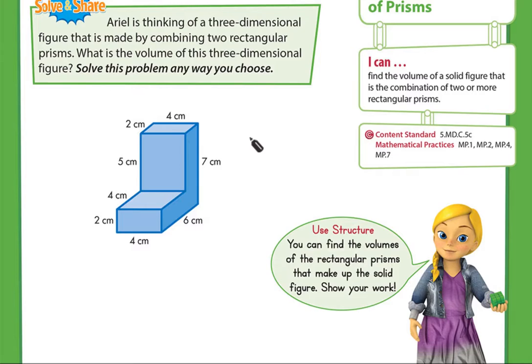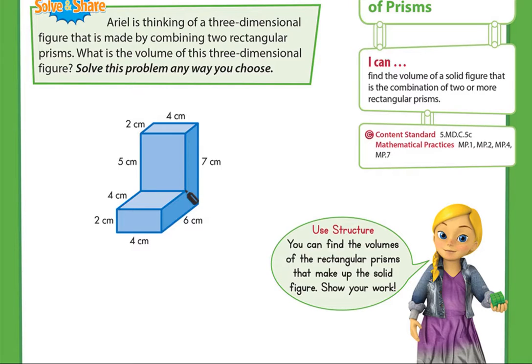Okay, so Ariel is thinking of a three-dimensional figure that is made by combining two rectangular prisms. What is the volume of this three-dimensional figure? So what you really have to do with this shape, and shapes like this when they're irregular, you want to split it up so that then you see two rectangular prisms. So there's two possibilities. You could draw a line here, or you could draw a line here to make it two different rectangular prisms, and then find the volume of each of them and then add it together.